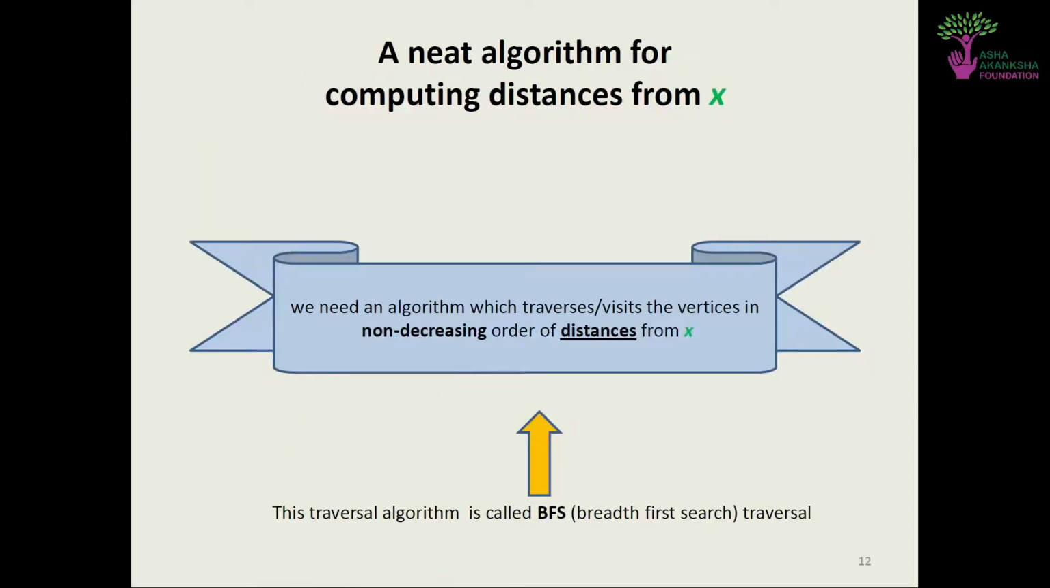So let's look at the algorithm. We need an algorithm which traverses and visits the vertices in non-decreasing order of distances from x. This type of traversal is known as breadth first search. Using these examples, we are finally coming to the topic, which is BFS. We'll go layer by layer, in order of non-decreasing distances.